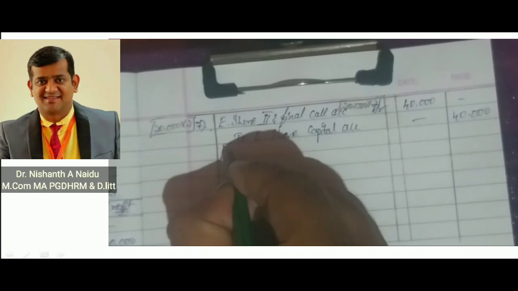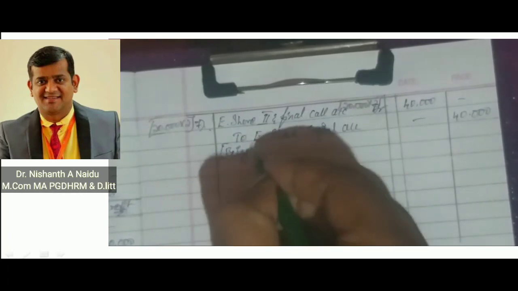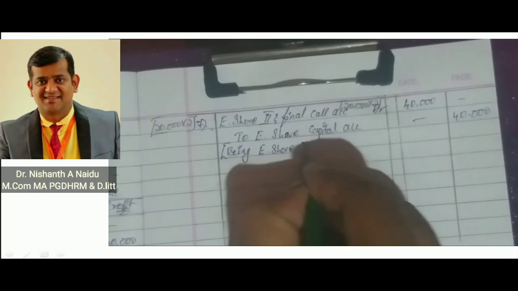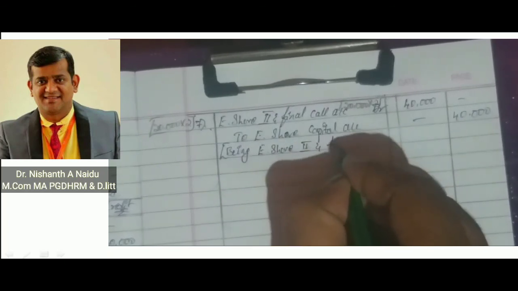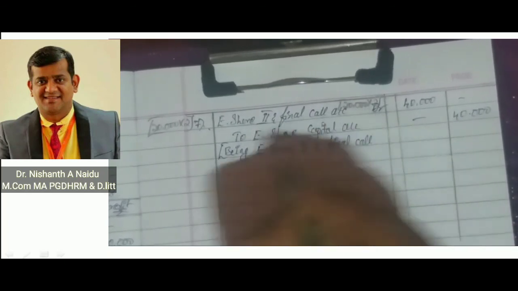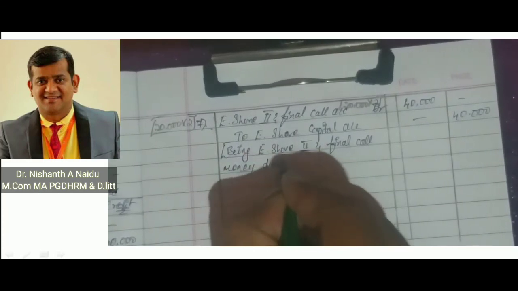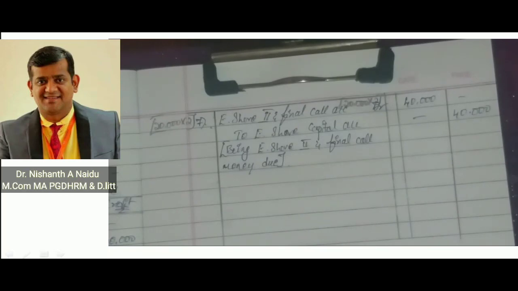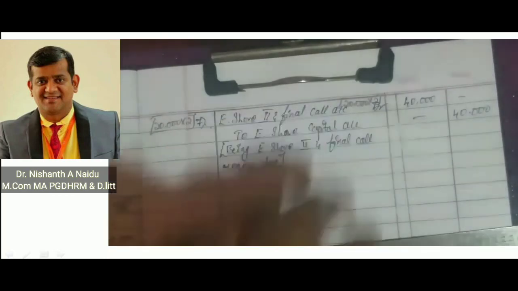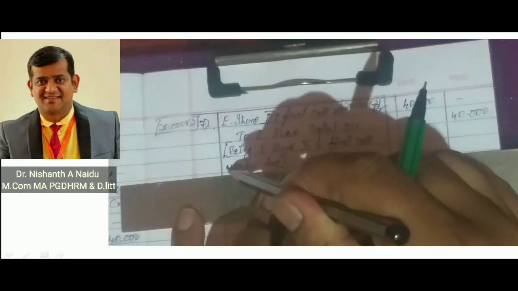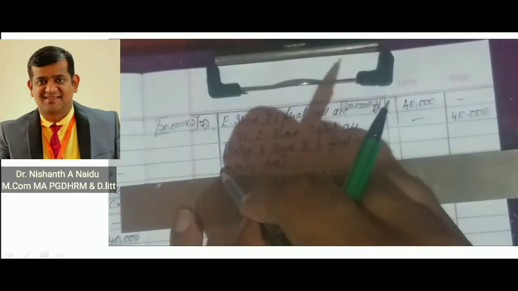So the narration is being equity share second and final call money due. So I'm done with the due entry. So now I have to pass the receive entry. That is going to be the last entry of this problem.